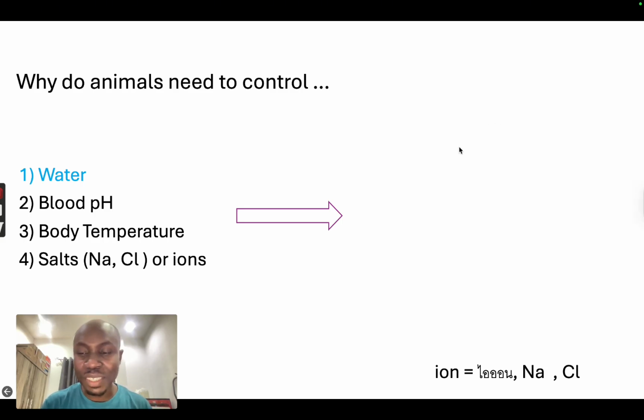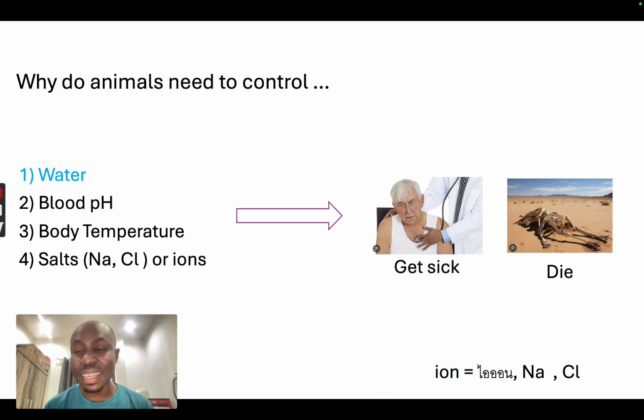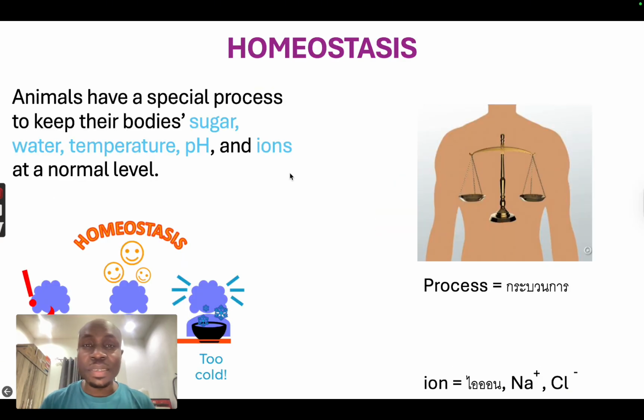If animals cannot control how much water or salt is in their cells, they can get sick or they can die. So there is a special process in the body of animals that helps keep the water level and the salt levels at a normal level. Also the body temperature, the blood pH, everything is kept at a normal level. This process is called homeostasis, to keep the inside environment of our bodies balanced.